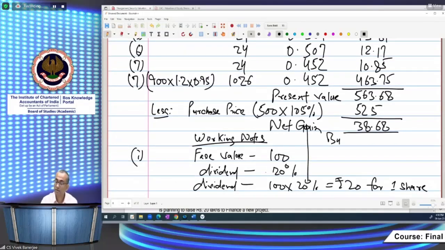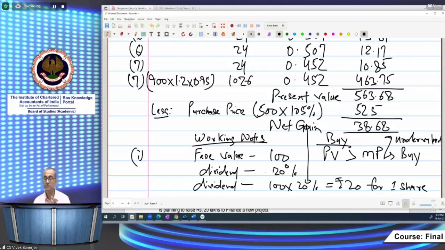Buy. Because this present value or intrinsic value is greater than the current market price per share. So these shares are undervalued. Undervalued means their value is going to rise in the future, that is, it should be a buy.